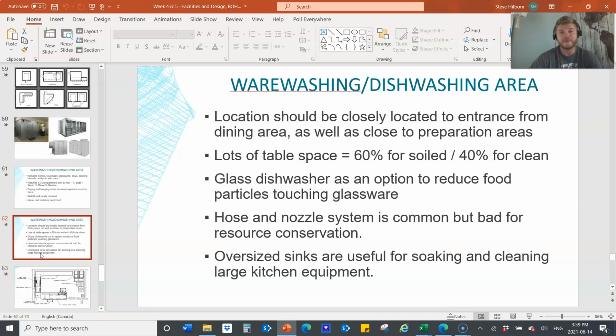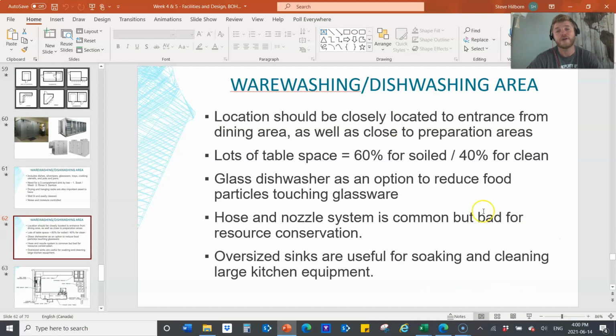So some of the things that you should know is that it should be located closely to the entrance from the dining area, so people don't have to walk a lot once they come in with all of their heavy plates, as well as close to the preparation area, because that's where the plates are going to go to get filled with food again. Lots of table space, so 60% for soiled dishes and 40% for the clean ones.